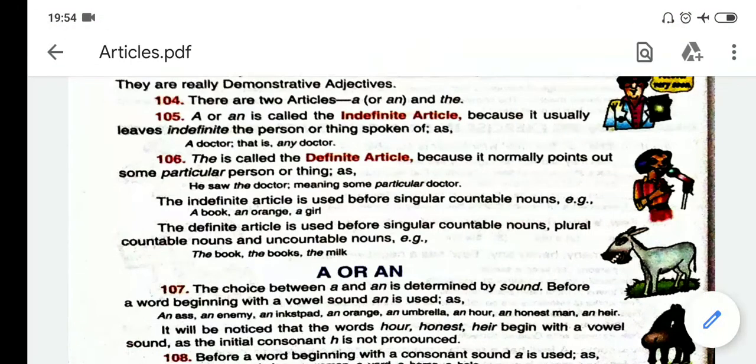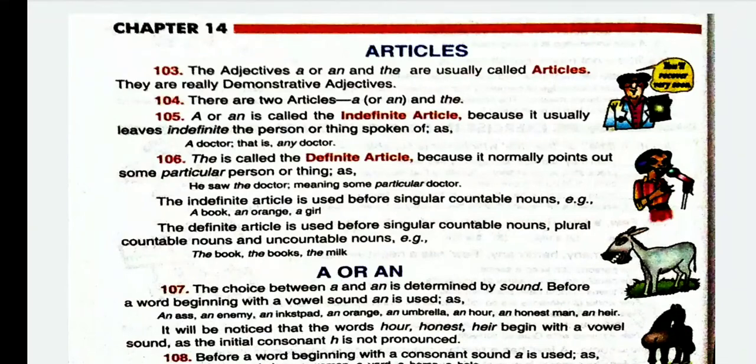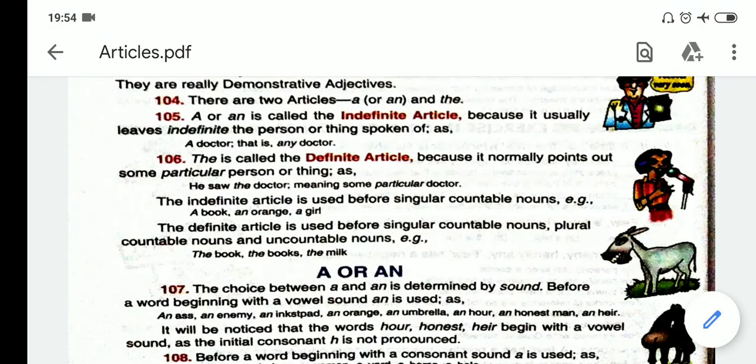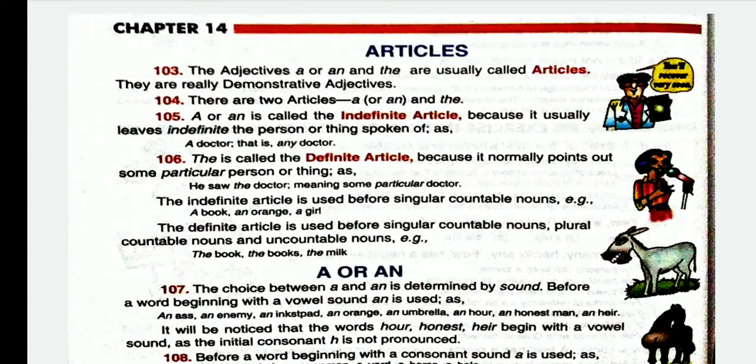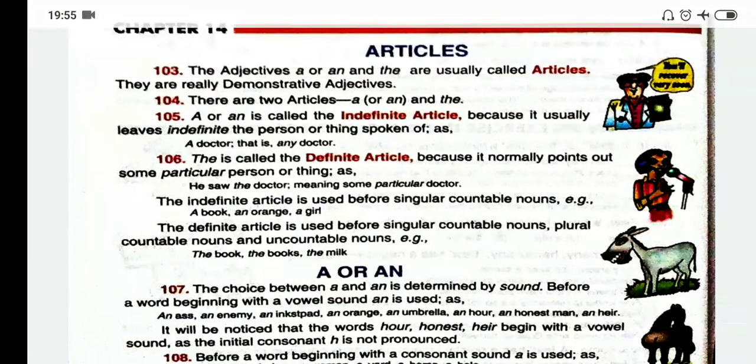The indefinite article is used before singular countable nouns. For example, all of you know what are singular countable nouns. A book, book is a countable noun, and singular. You can't say a books because in that case it will not be singular. There are two types of nouns, countable nouns and uncountable nouns. Book is a countable noun. A book, you can't say a milk, right? You can't say a water because water is a noun but it is not countable. A book, an orange, a girl.